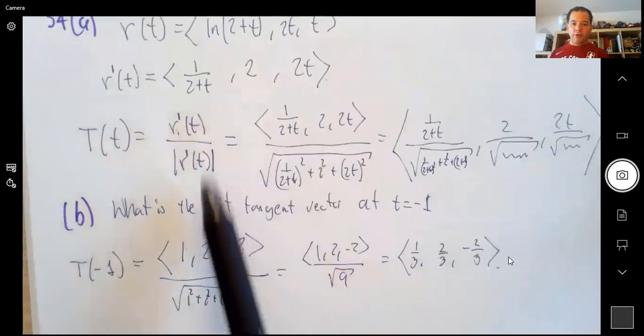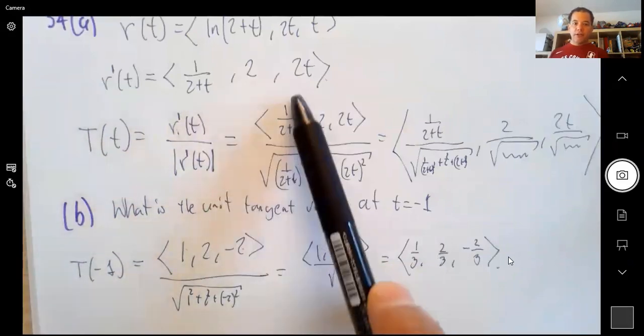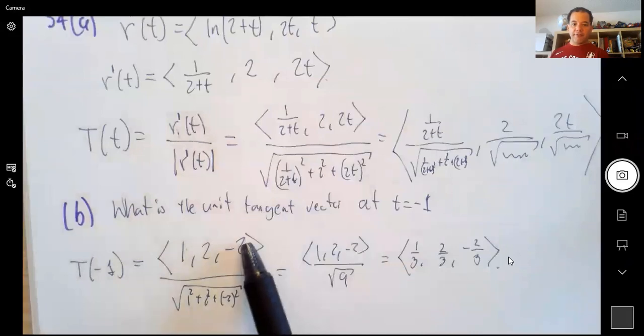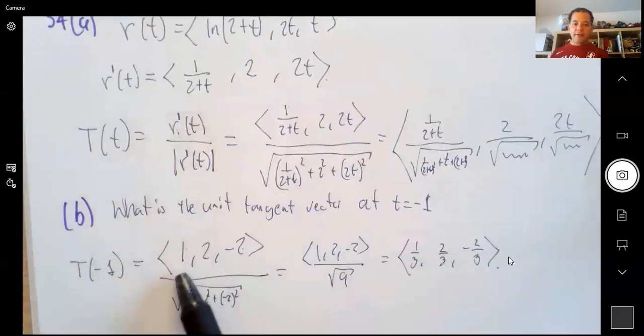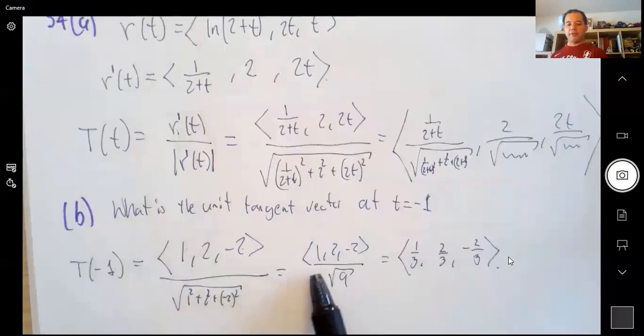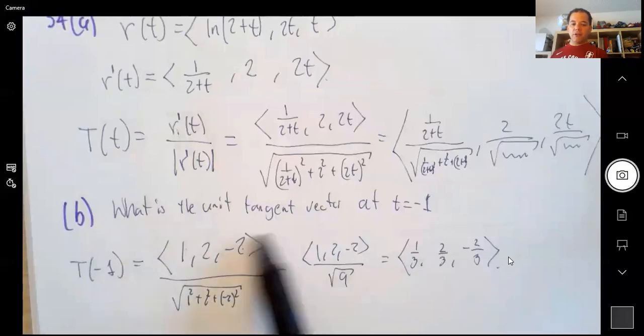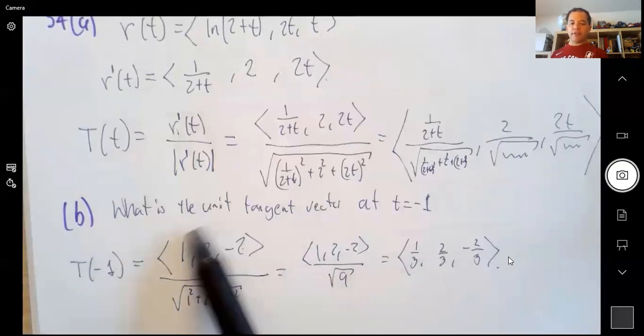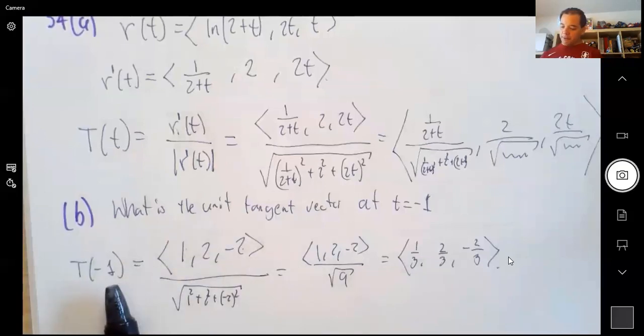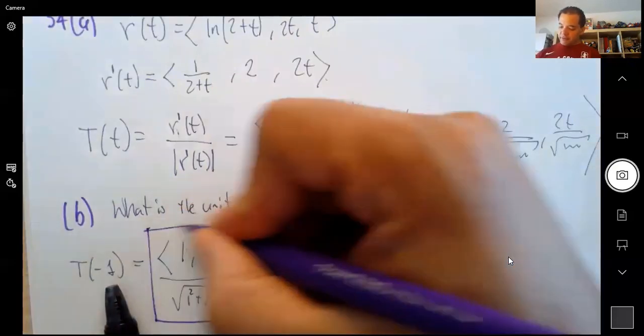2 minus 1 is 1. That's a 2. And then 2 times -1, that's -2. And then you're going to divide that by the magnitude of this vector. So that's 1 squared, 2 squared, -2 squared, which is, oh, this is not right. Or is it? No, it is right. It's 1, 4, and 4. So altogether is 9. The square root of 9 is 3, so I put them in here. So you can stop right here as well, okay? This is correct. If you finish the problem right here, technically correct.